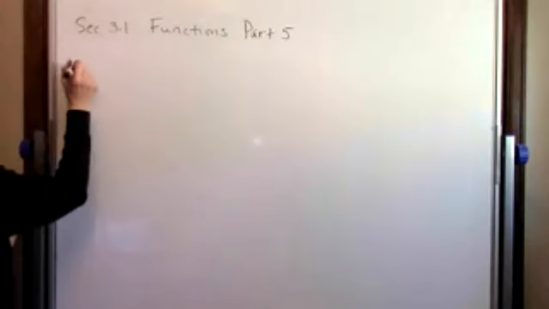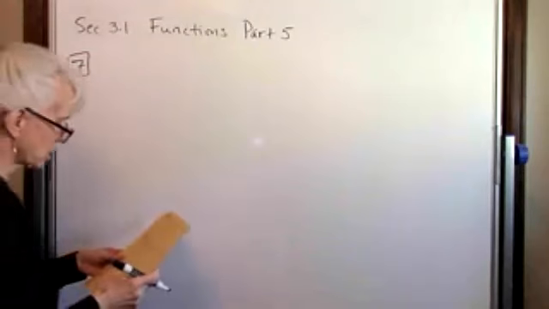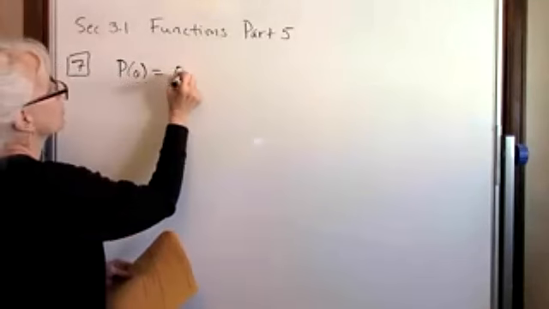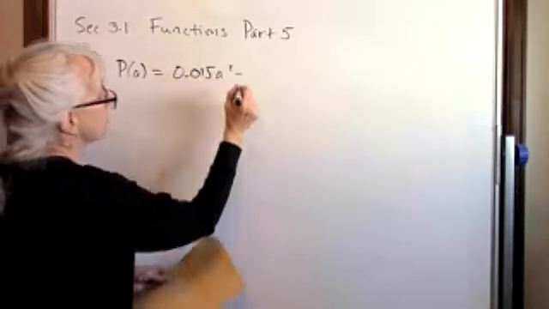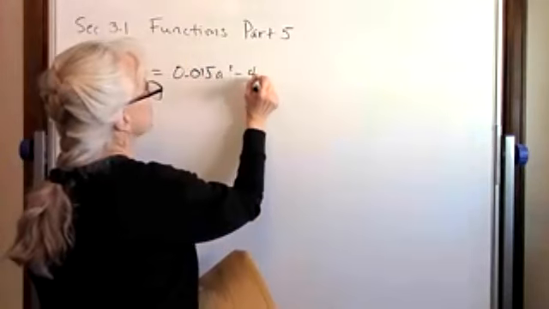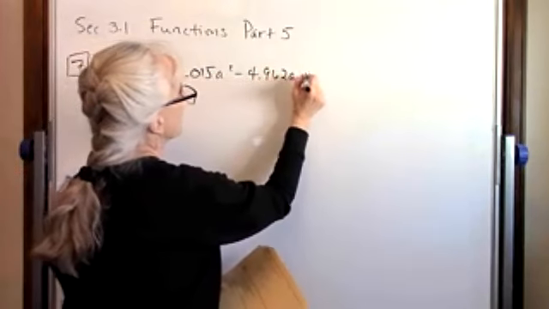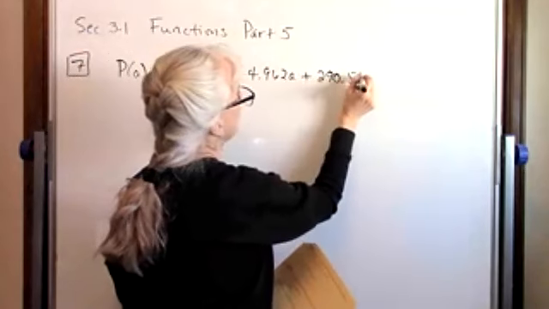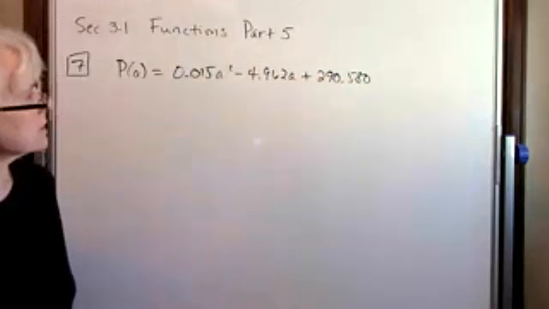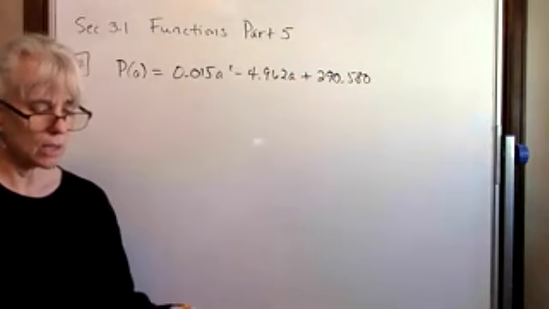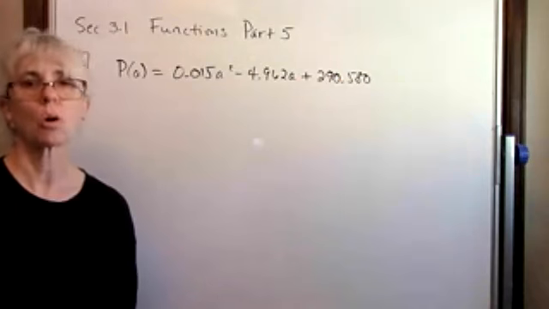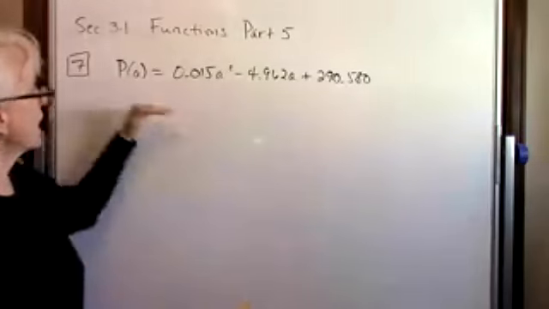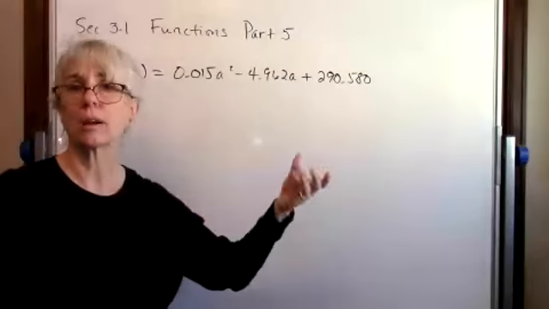So example 7 says, the function p of a, which is an ugly function. I'm going to write it out. So 0.015 a squared minus 4.962 times a plus 290. Okay, so there's a function. It represents the population in millions of Americans in 2005 that are 8 years of age or older. Okay, so in other words, we're going to plug in an age. We're going to get out how many Americans are that age or older in the year 2005.